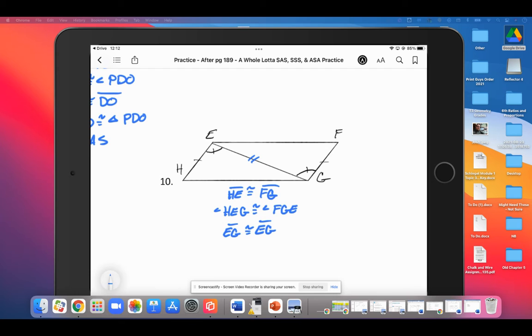So I can say that triangle HEG is congruent to triangle FGE because of side, angle, side.